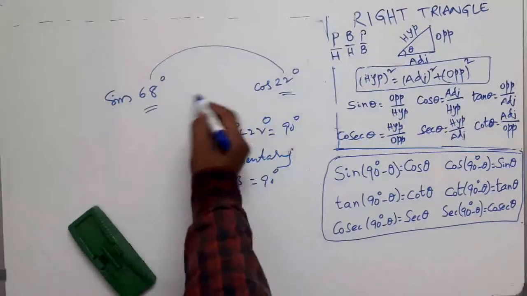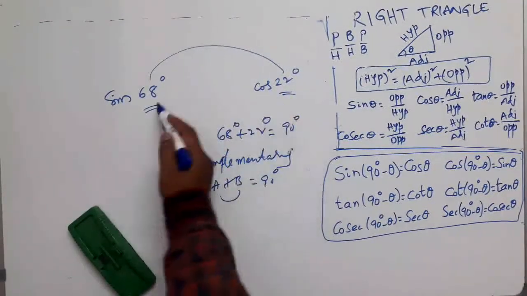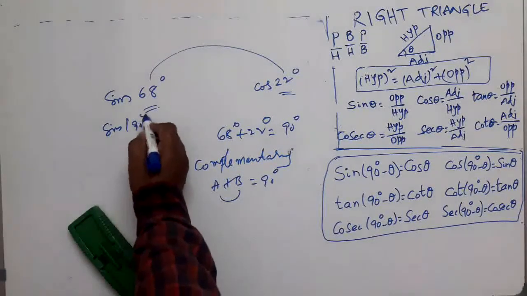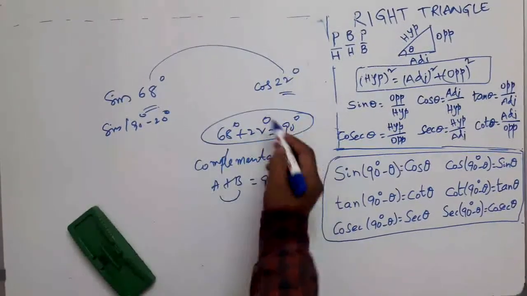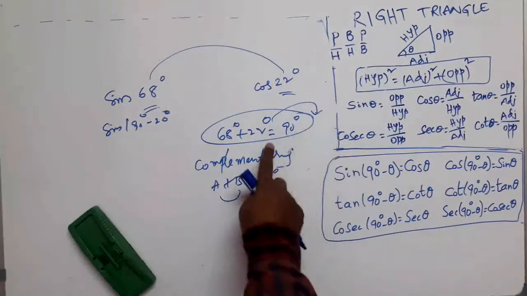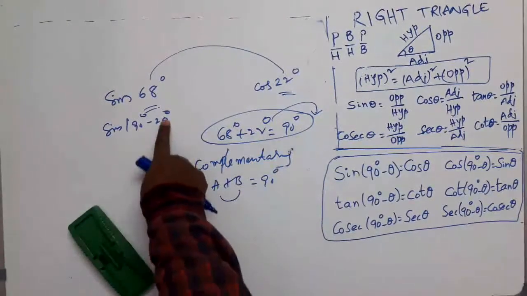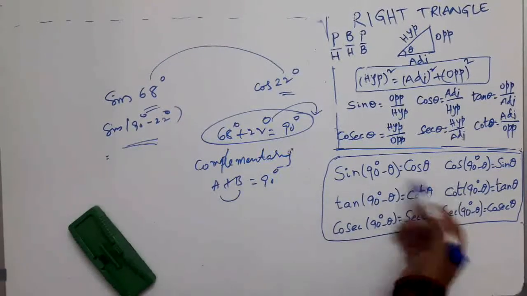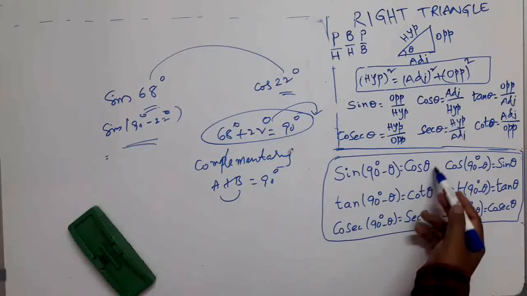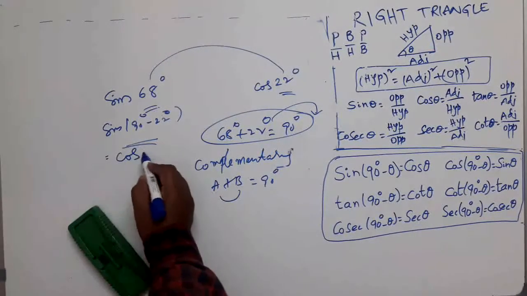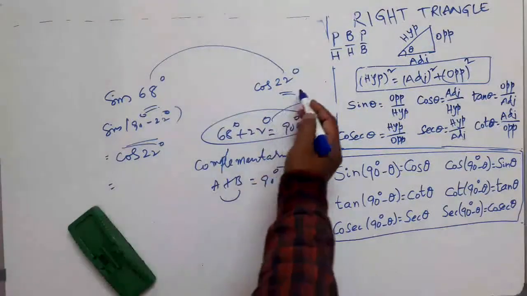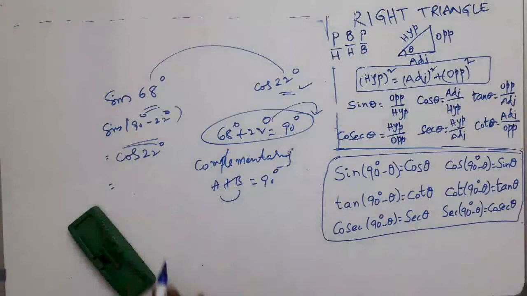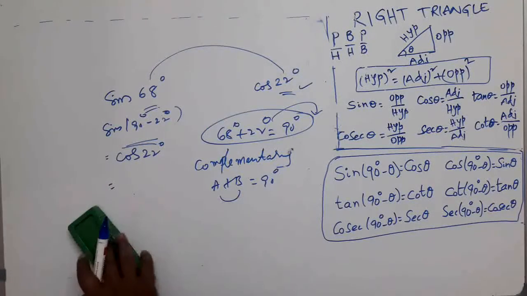In this particular case, I am able to see that these two values are equal, because 68 degrees can be written as 90 degrees minus 22 degrees, right? So this is of the form sin 90 degrees minus theta, which can be replaced by cos theta. So this is cos 22 degrees, right? Of course, I know the value of cos 22 degrees, so I will substitute that value here and I will get the answer. That way we can solve the problems.